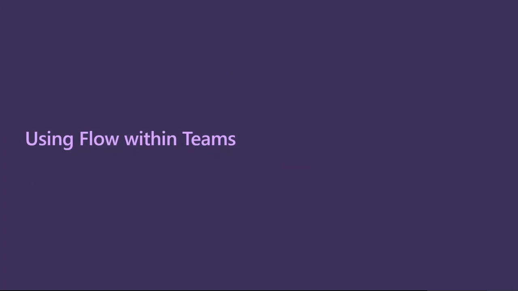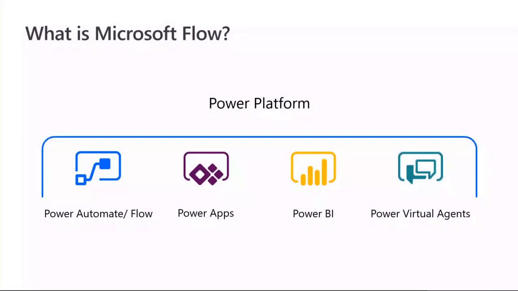So Microsoft Flow within Teams will help you create automated workflows between your favorite apps and services to synchronize files, get notifications, collect data, and more. Flow as a standalone product has been renamed to Power Automate. Within Teams, you can still find it under the name of Flow. They are part of the Power Platform family.